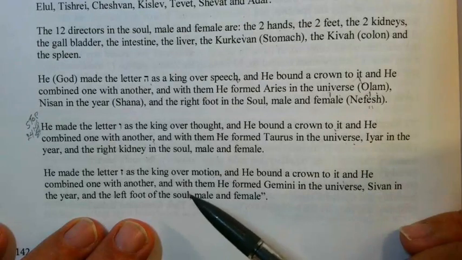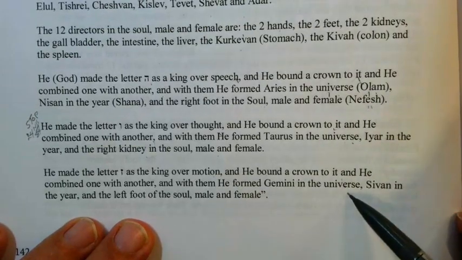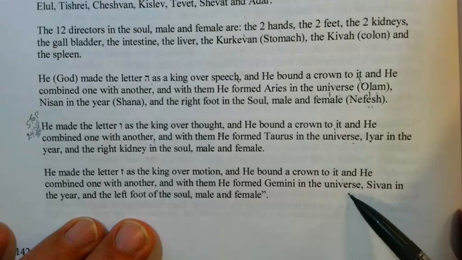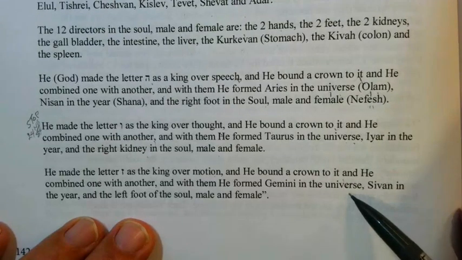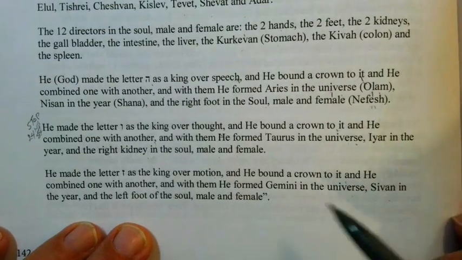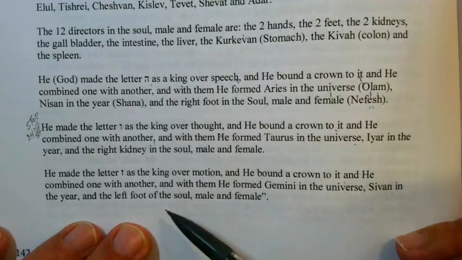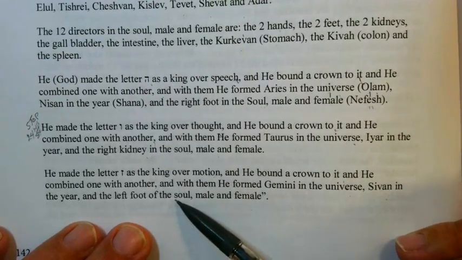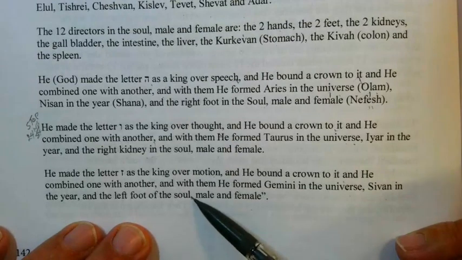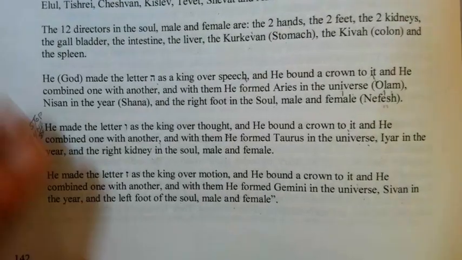And he combined one with another, again, and with them he formed Gemini in the universe. Believe it or not, it moved into the constellation, a series of stars that form the constellation which we call in English Gemini. In Hebrew, it's the month of Sivan, in the year, and the left foot of the soul, male and female. Now he says the left foot of the soul. And when he says the word soul, he tells you also that male and female go together with it.